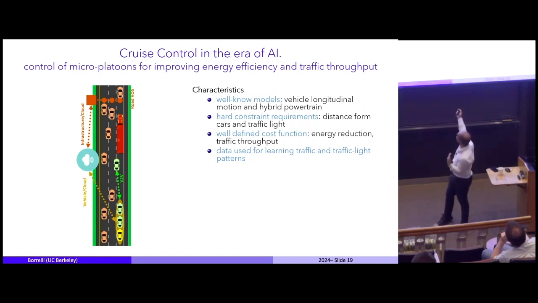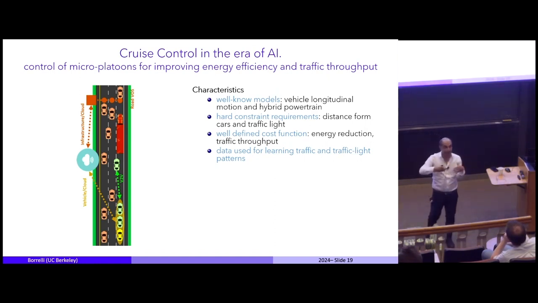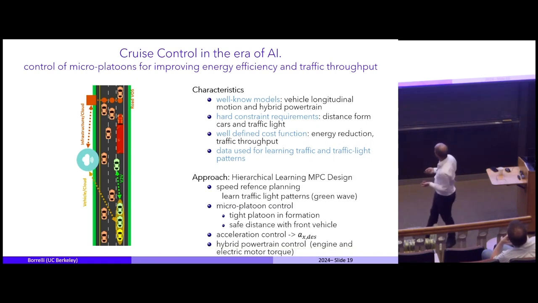So if you think about it here, everything is well known. Models of powertrains are well known. You have hard constraints. You don't want to bump into other cars. Really, the learning part here is this use of data for learning traffic patterns and traffic light patterns. Okay, so becoming red or green and so on. Okay, this is really what learning means in this simple scenario.